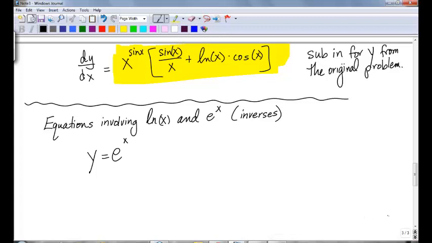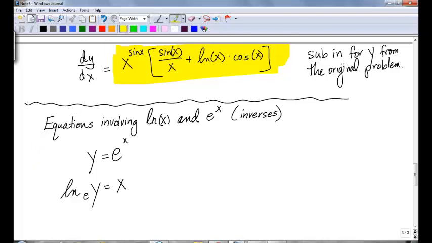Okay, you're in exponential form. If you go to logarithmic form, the natural log of y, the base is e, equals x. That's exponential form.